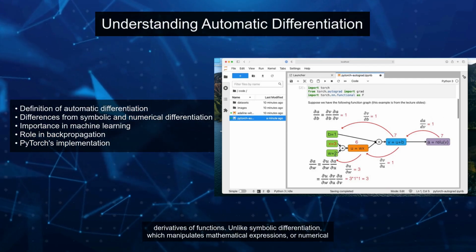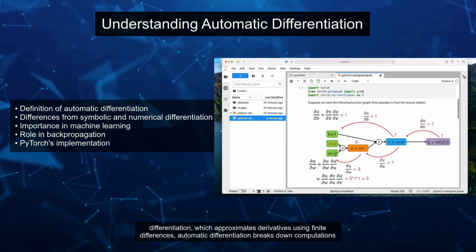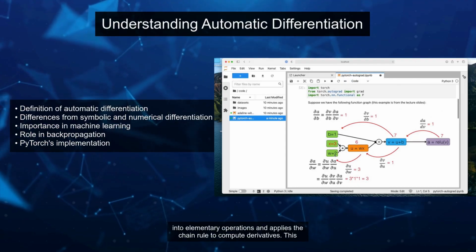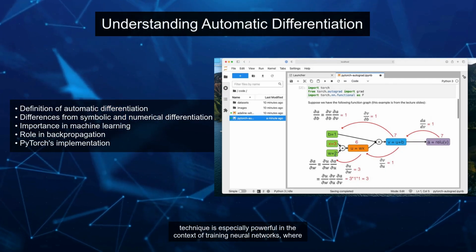Automatic differentiation is a computational technique used to efficiently and accurately evaluate derivatives of functions. Unlike symbolic differentiation, which manipulates mathematical expressions, or numerical differentiation, which approximates derivatives using finite differences, automatic differentiation breaks down computations into elementary operations and applies the chain rule to compute derivatives.